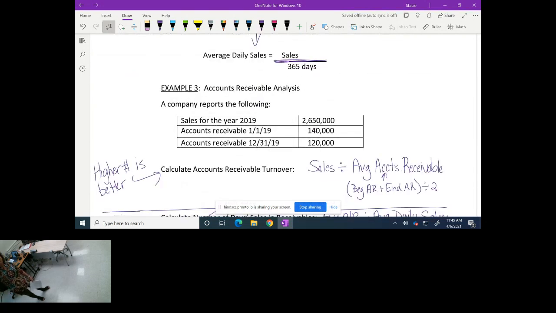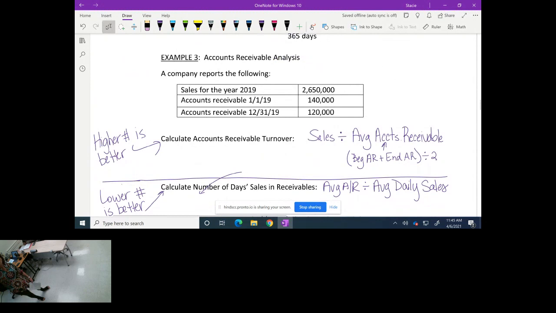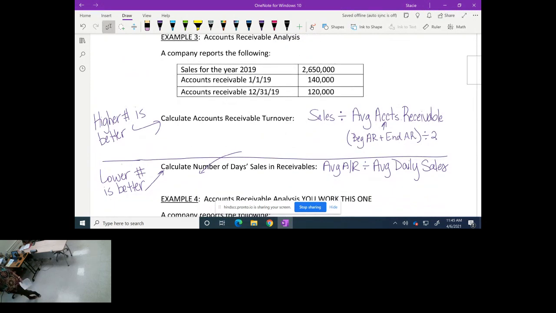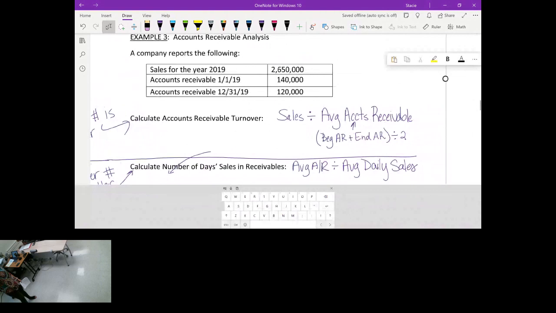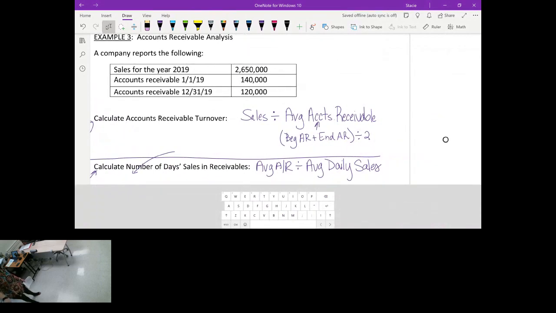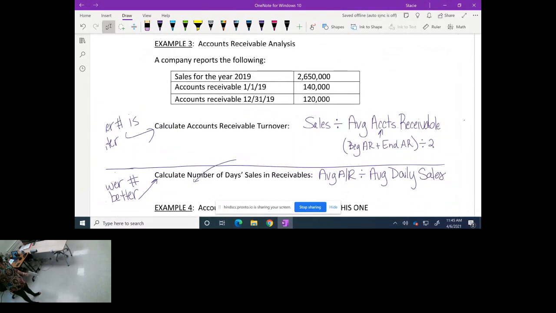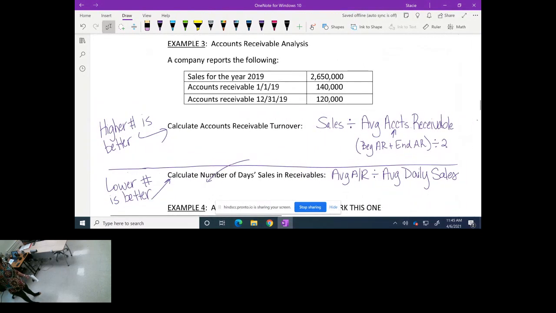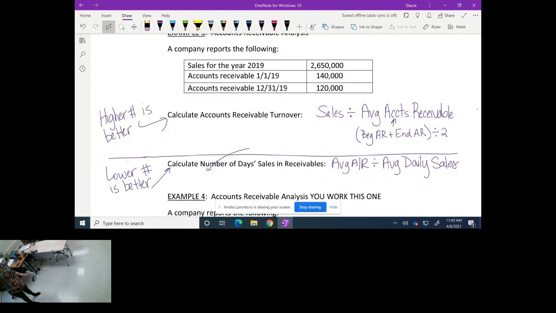All right, so let's look at this one. We've got sales for 2019, and we've got beginning and ending receivables. You know, they give you the numbers in these examples, but when you get to the big problem, you're literally going to have comparative financial statements, so you're going to have to figure some of this out, but it's not hard. You're taking the 2 numbers that you're given for each year, and those are the ones you're going to add together.